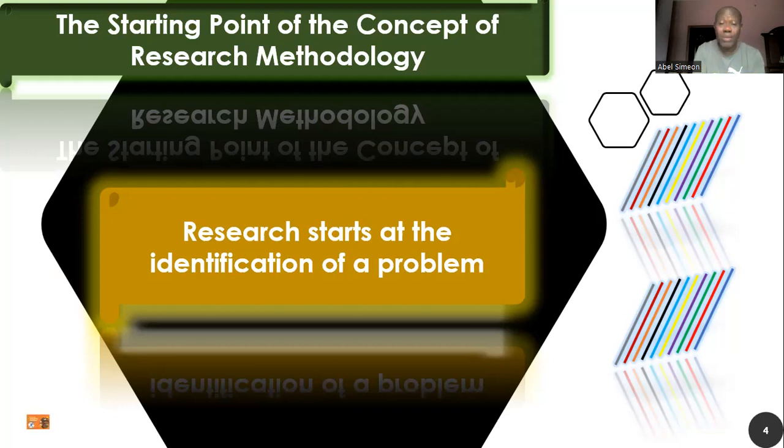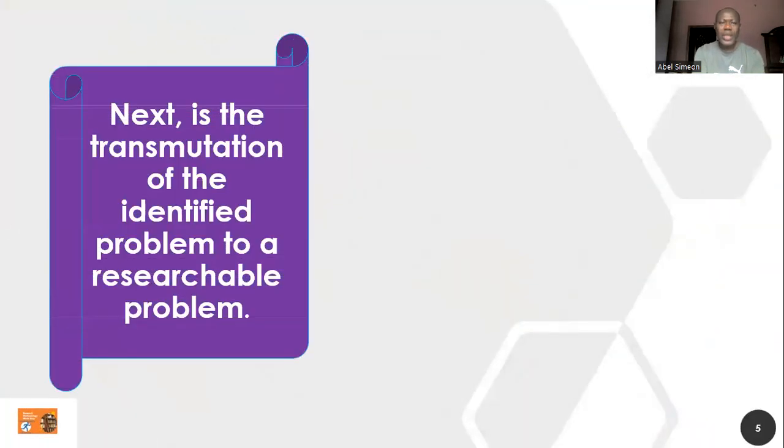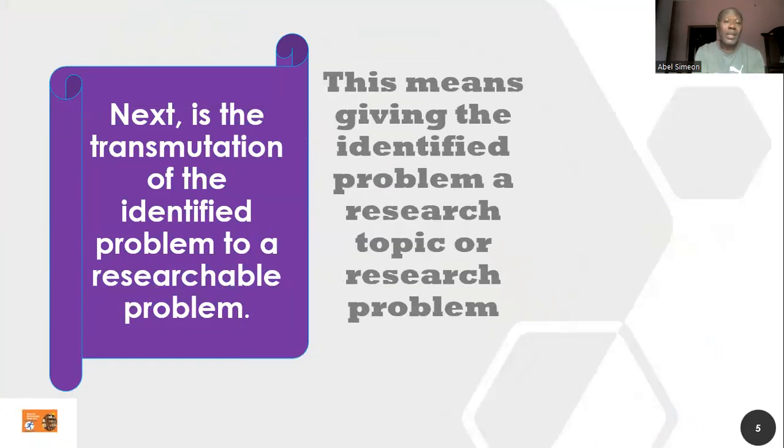You need to identify a problem. Stage one, identify a problem. Stage two, you need to transmute that identified problem into a researchable problem. That means that you give the identified problem a researchable topic. You give it a topic, you give it a name. That topic you give to it is called the research problem. First, you've identified the problem. Second, you have to give it a topic.